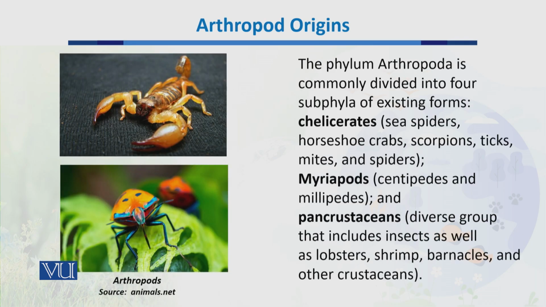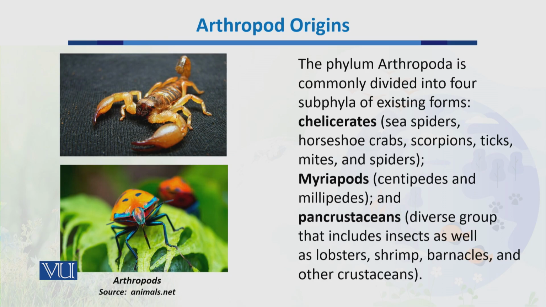The phylum Arthropoda, because it is a huge phylum, is divided into subphyla. Basically, there are 4 subphyla. Number 1 is Chelicerates, that comprises sea spiders, horseshoe crabs, scorpions, ticks, mites, and spiders. Then we have Myriapods. This subphylum contains centipedes and millipedes.